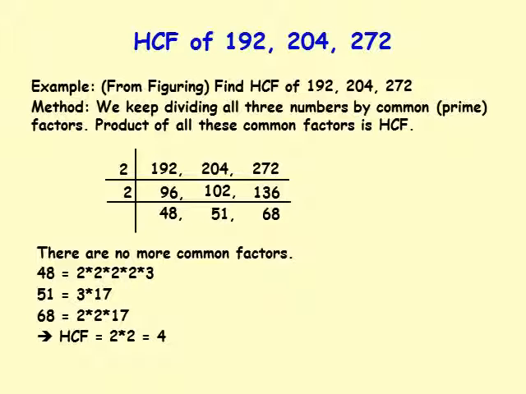So these are the two common factors we had, and our HCF is the product of these two factors, 2 times 2. So HCF is 2 times 2, which is 4. So the HCF of 192, 204, 272 is 2 times 2, which is 4. Let us continue from here.